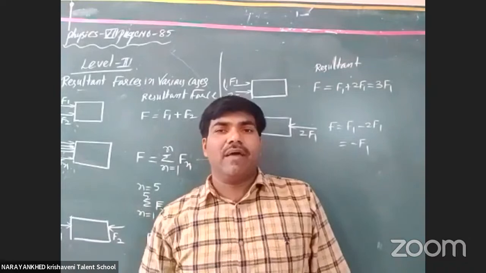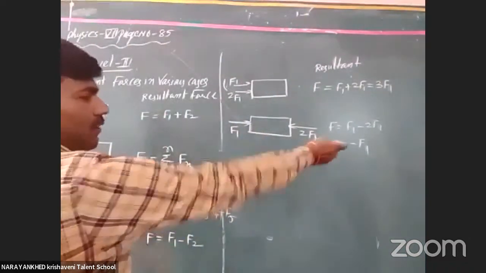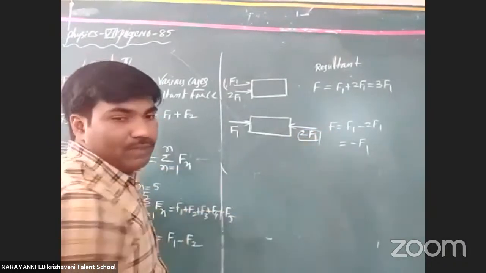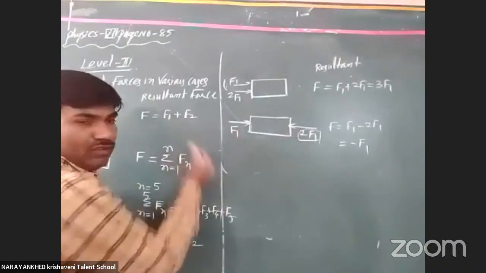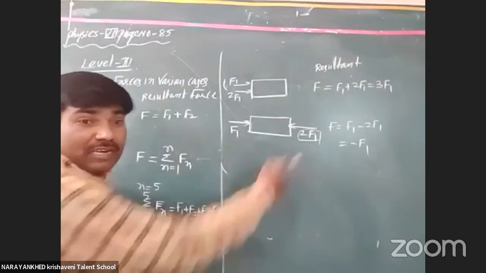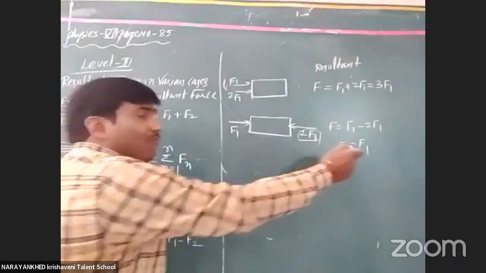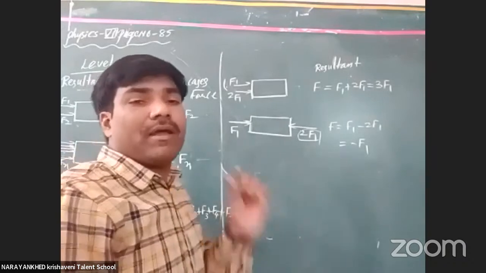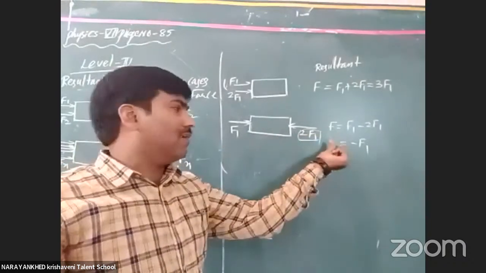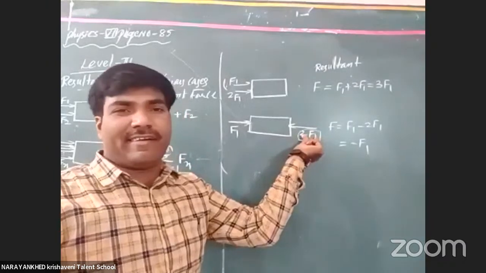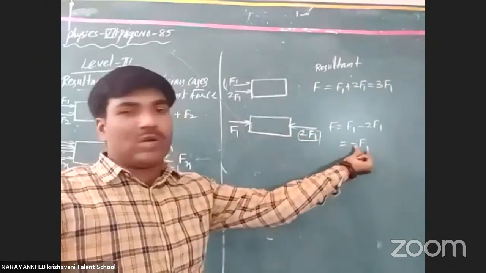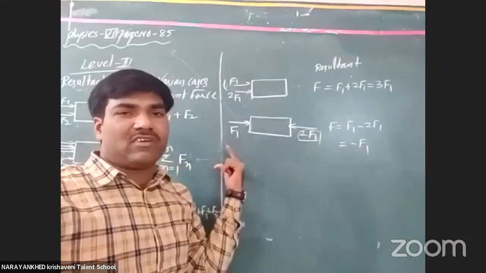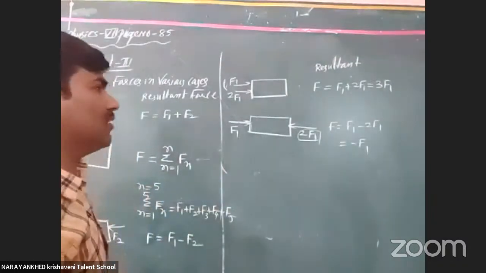Now there is a minus F1, which means it moves in this direction. Clear or not? Where the greater force is there, with that magnitude it moves. Magnitude means what? Number. Whatever number we get. Suppose here I have taken 100 and here 50. The difference becomes 50, but in the west direction. In this way we consider the resultant force.